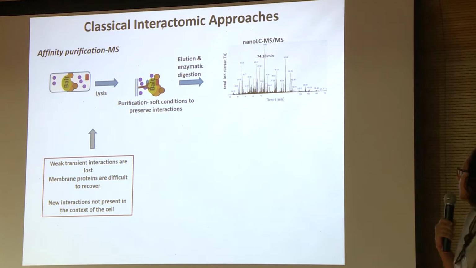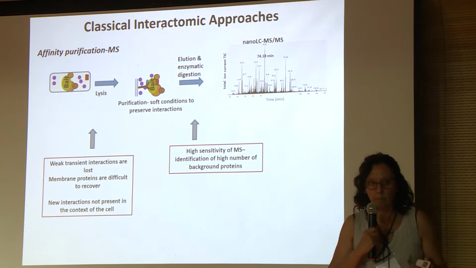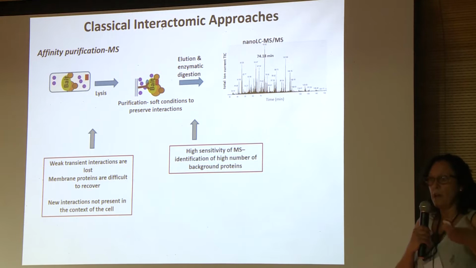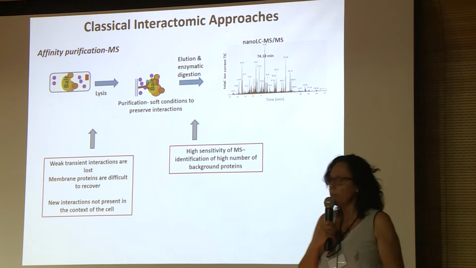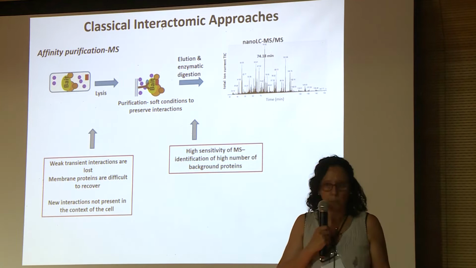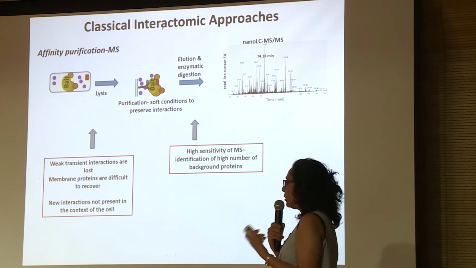And the other one, and probably the most important one that you have to take into account to recover real interactors, is that as this technique is very sensitive and we can identify a lot of proteins that are very low abundant, we have a lot of background proteins that are not interacting with our bait, but are interacting with the solid support, or with the protein we have coupled to, nonspecifically or whatever. So these background proteins are a huge amount of proteins, and we have to know them because we have to subtract them to fish out the real interactors.